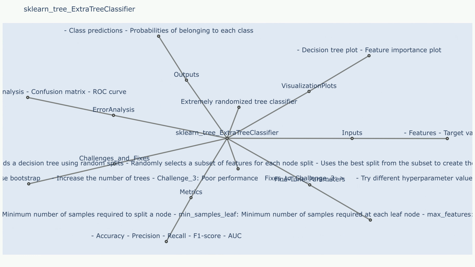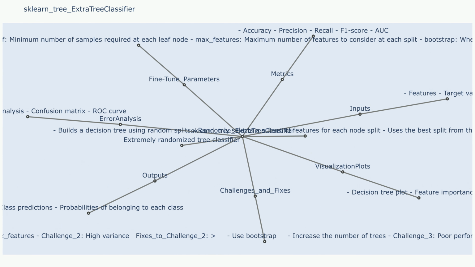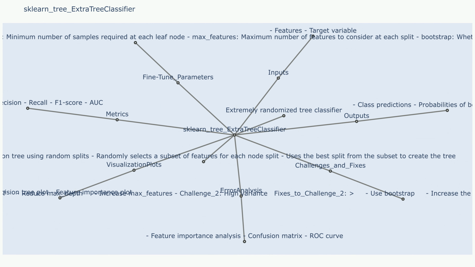Challenge 2. Feature importance interpretation. Interpreting feature importance scores from ExtraTreeClassifier can be challenging, especially when dealing with correlated features. Sample use case. If two features are highly correlated, ExtraTreeClassifier may attribute the importance of the prediction to one feature while the other remains seemingly unimportant, even if both are contributing equally.